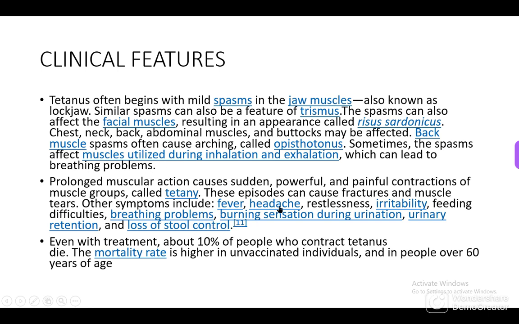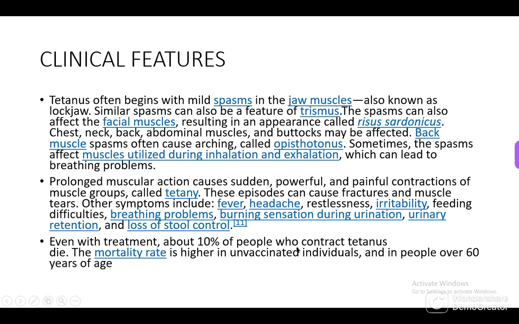The prolonged muscle action, sudden powerful and painful contraction of muscle groups, is called tetani, because they are repeating. That is called tetany. It is not convulsion; it is tetany. These episodes can cause fractures and muscle tears. If the bones are weak and there is powerful contraction around them, a pathological fracture occurs. The other symptoms include fever, headache, restlessness, irritability, feeding difficulty in a child, breathing problems, burning sensation during urination, urinary retention, and loss of stool control. These are the clinical features.